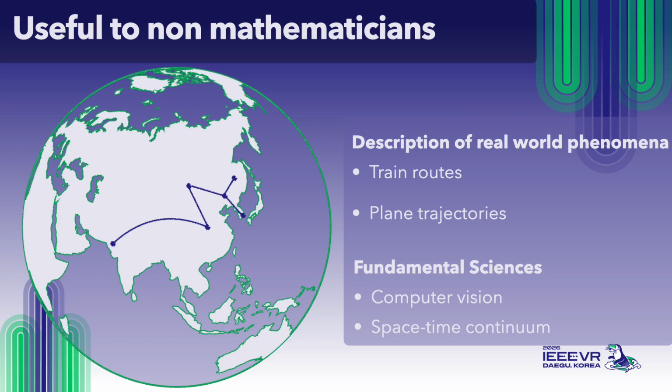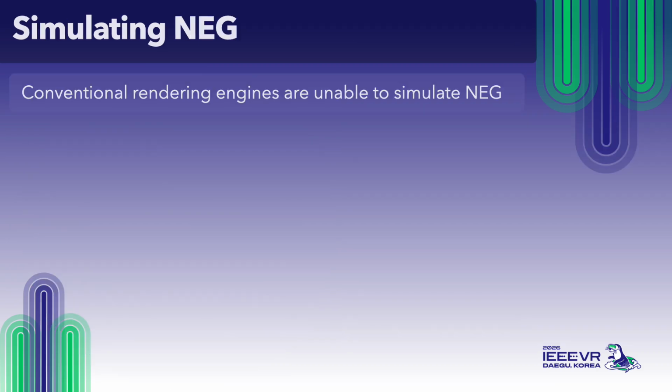These non-Euclidean geometries are obviously of interest to mathematicians in the field, but not only to them. They can be used to describe real phenomena, such as routes for which the shortest path is not a straight line, and are used in a variety of scientific fields: computer vision, computer graphics, and, perhaps more famously, to describe the space-time continuum. Before these geometries can actually be explored in virtual reality, they must first be simulated.